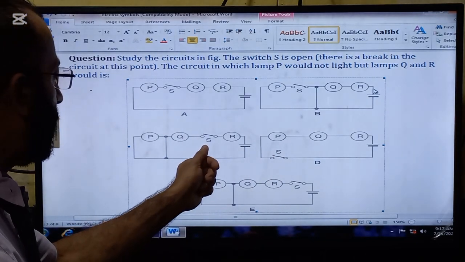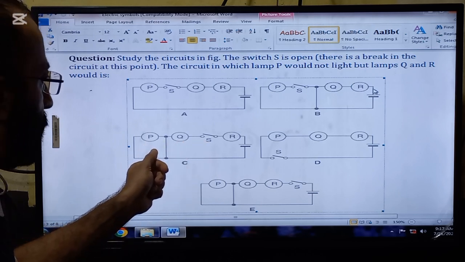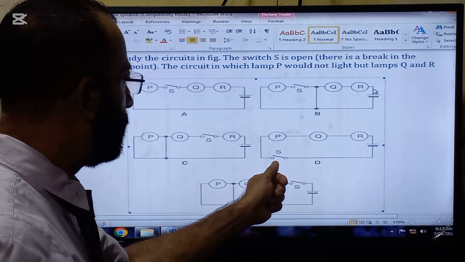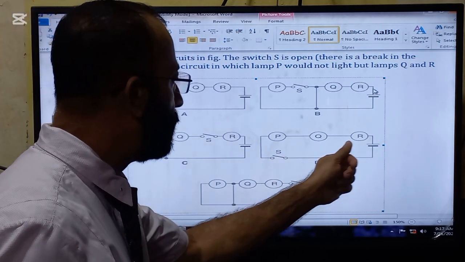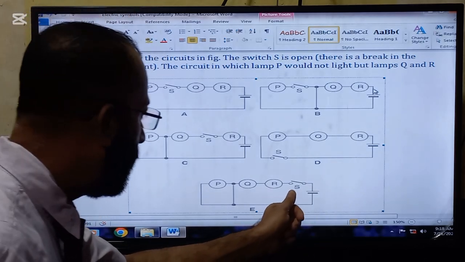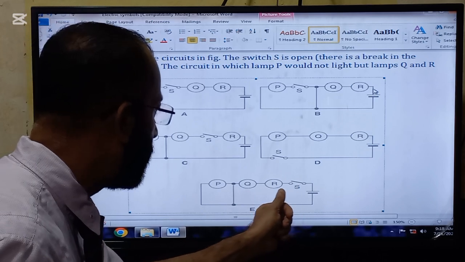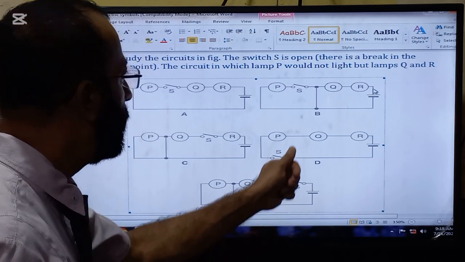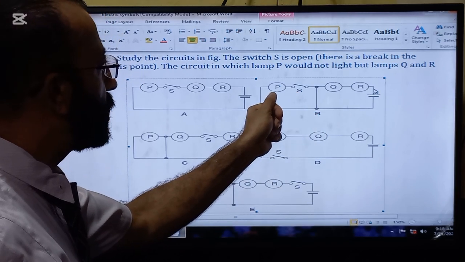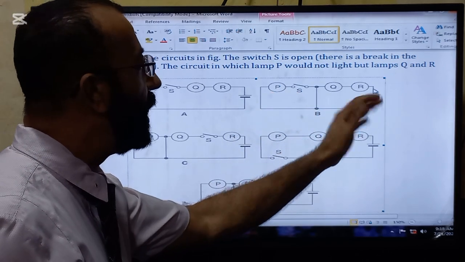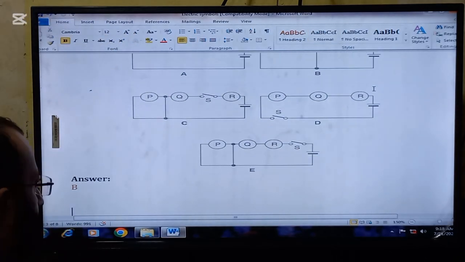In C, you can see here the circuit is broken because of the switch being on, so Q and P will not light. Here the switch is on, so the circuit is broken, so P, Q, R will not light. Here the switch is on, so the circuit is broken, so R and Q will not light. So B circuit is the only one in which P will not light, but Q and R will light. So B is the answer.